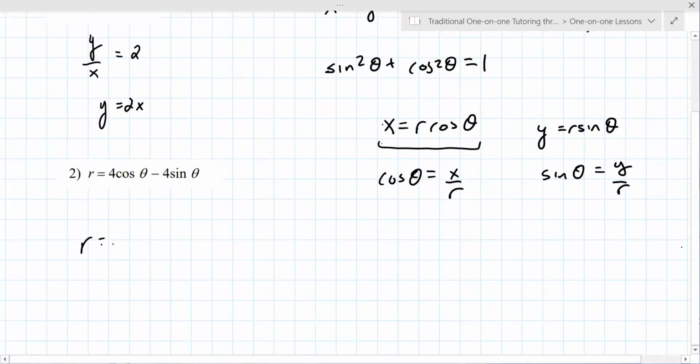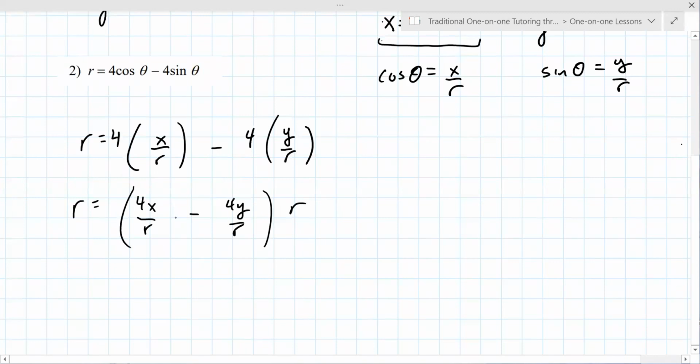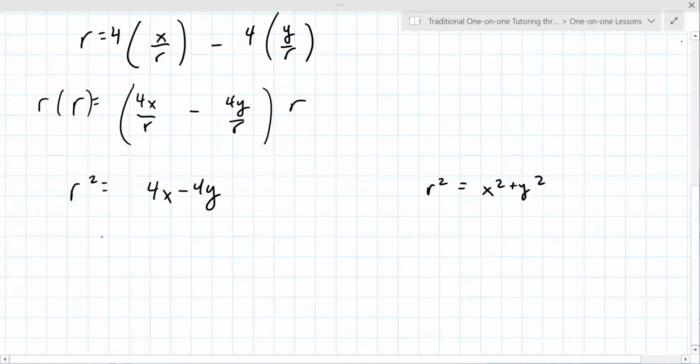So it's r equals 4 x over r for cosine theta minus 4 sine theta y over r. And then to clear this r, let me actually rewrite this: 4x over r minus 4y over r. If you multiply both sides by r, sometimes it gets worse before it gets better here. You get r squared equals 4x minus 4y. And we know that r squared equals x squared plus y squared. So you can substitute that in: x squared plus y squared equals 4x minus 4y.